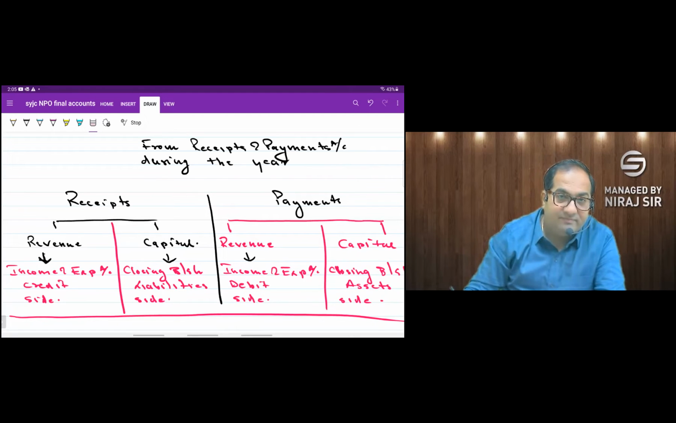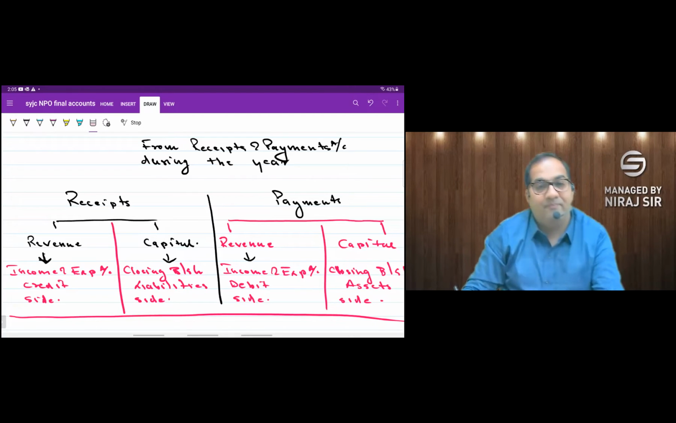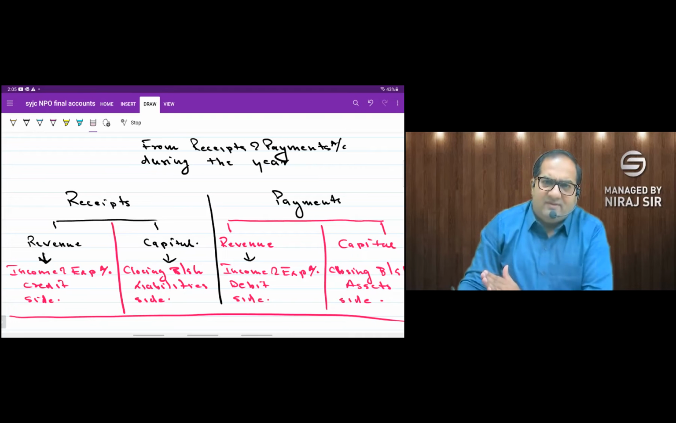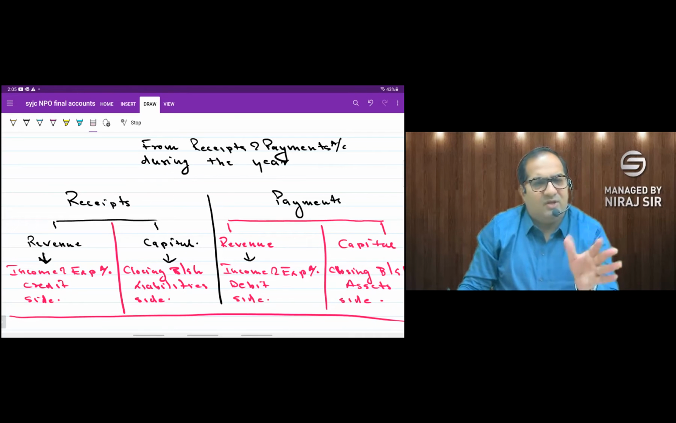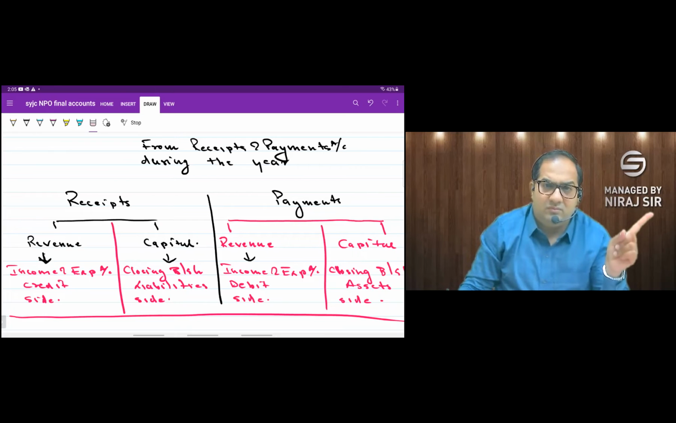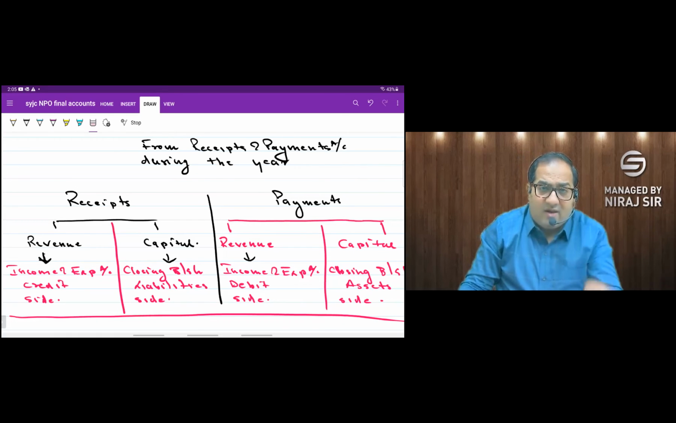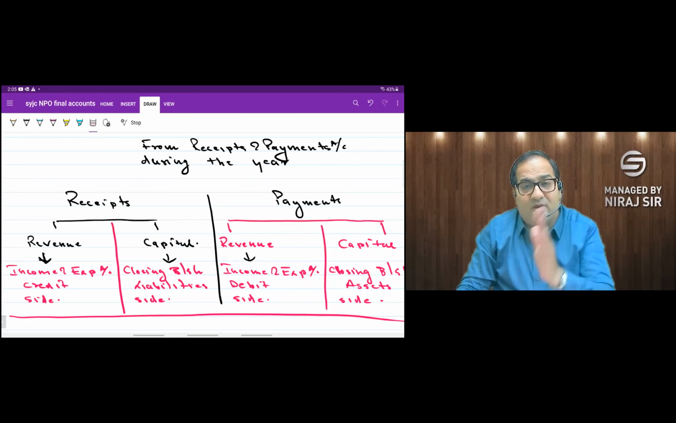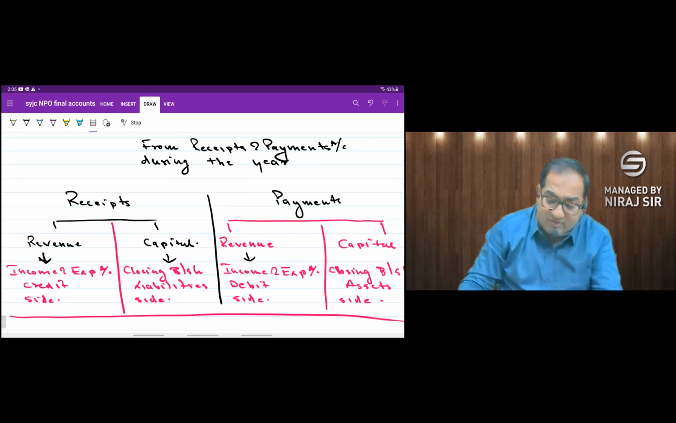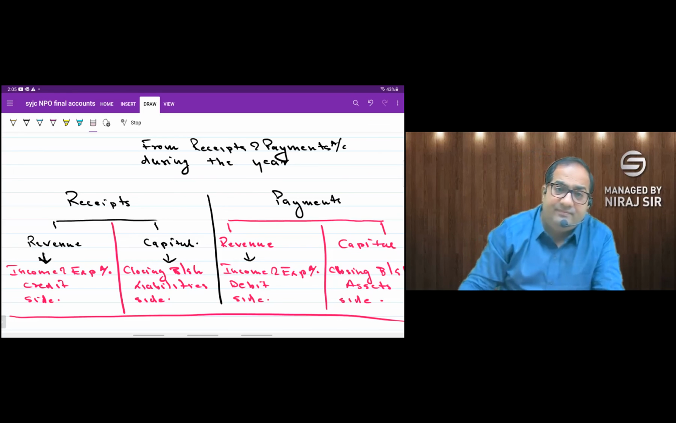Any questions? Okay. Now same thing with payments, expenses. If it's a revenue expenditure, it is expenditure for the year. Nominal account, it has to be debited to income and expenditure account at the end of the year. But if it is capital expenditure, it is to create, acquire, install, asset. So it has to appear in closing balance sheet assets. Any questions, please? Tell me first.